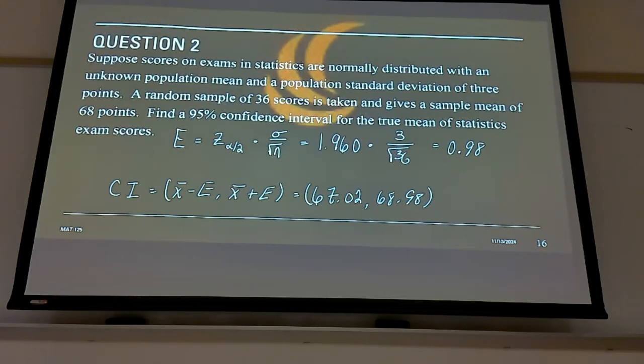To get the interval, take your sample mean and subtract e from it. So it's 68 minus 0.98. That's your lower bound. It's always going to be of this form: x bar minus e to x bar plus e. You just have to determine what your sample mean is and what your margin of error is, and then you can easily construct your interval. Does that make sense?